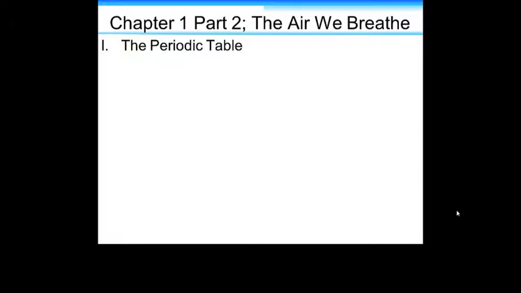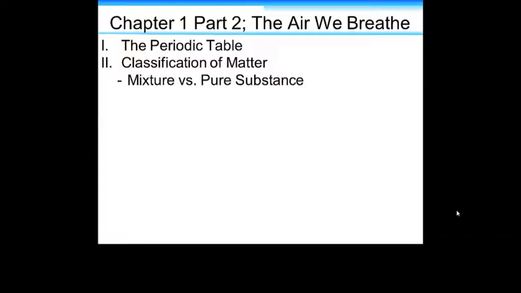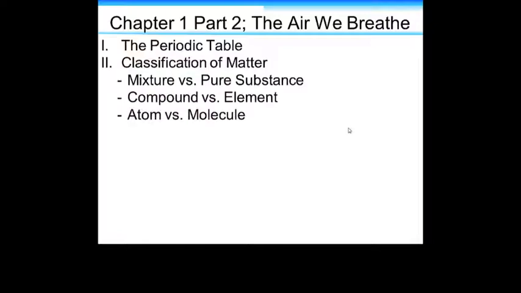So this part is going to be some fundamentals, including an introduction to the periodic table and the classification of matter. Within that classification of matter, we'll be talking about the difference between mixtures and pure substances, atoms versus molecules. We're also going to talk about how to name molecular compounds.